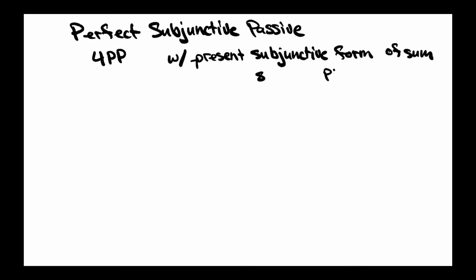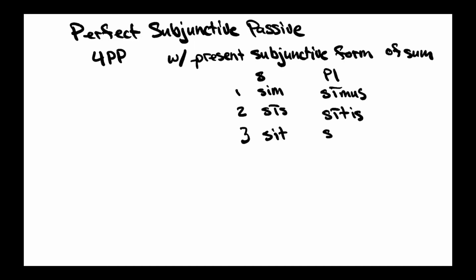Sum in the singular and plural. First, second, third person. Sim, sis, sit, and the plural, simus, sitis, sint. So you take the fourth principal part, and then you just use this in connection with it. Again, two separate words, but used together.